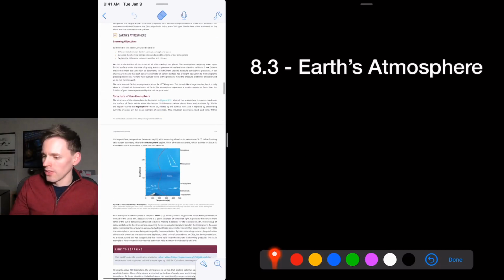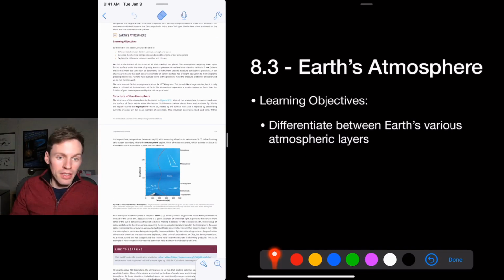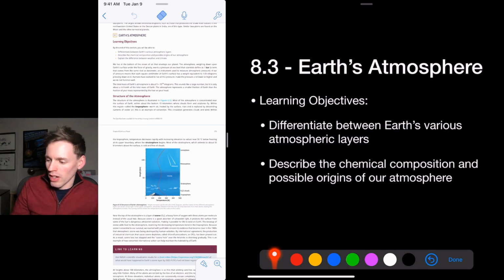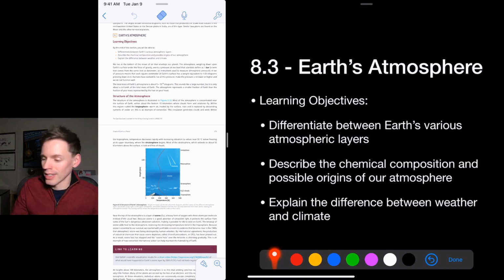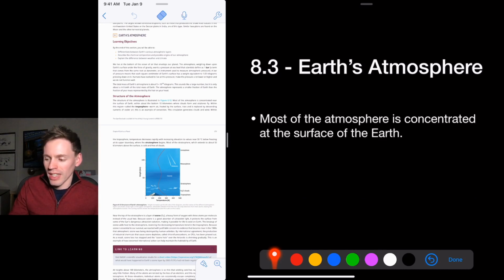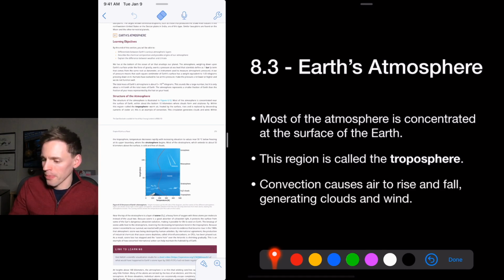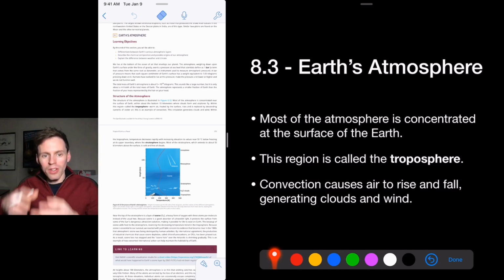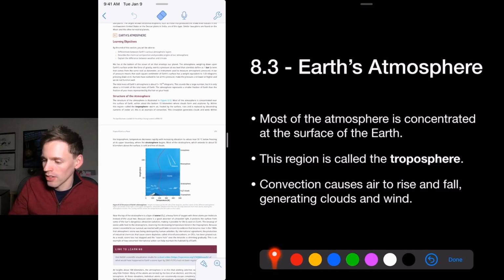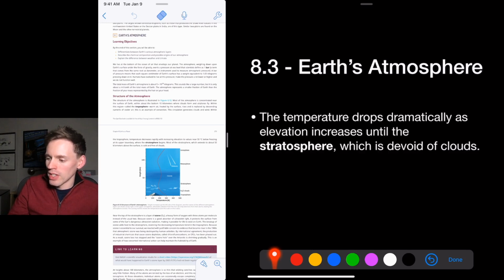So Earth's atmosphere: we want to differentiate the different layers of Earth's atmosphere, describe the chemical composition and possible origins of our atmosphere, and explain the difference between weather and climate. Most of the atmosphere is concentrated at the surface of the Earth. This region is called the troposphere. That's where we are. Convection causes hot air to rise and cold air to fall, and it circulates like this, and that generates clouds and wind. The temperature drops dramatically as you go up in the atmosphere until you reach the stratosphere, and in the stratosphere there are no clouds anymore.